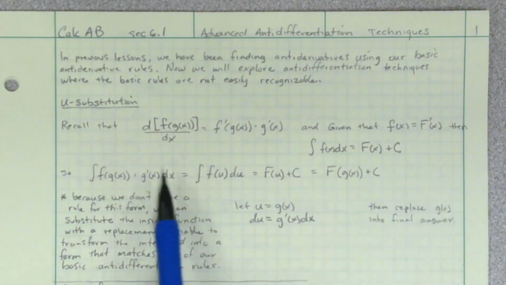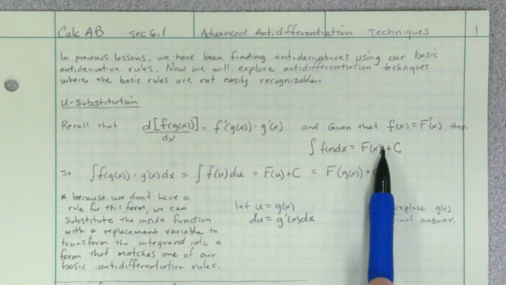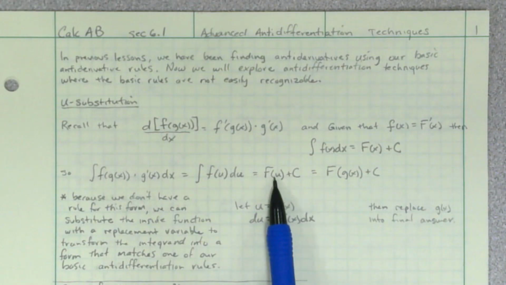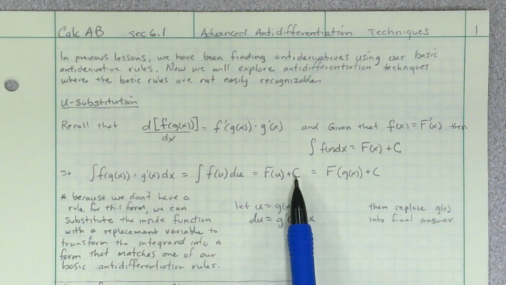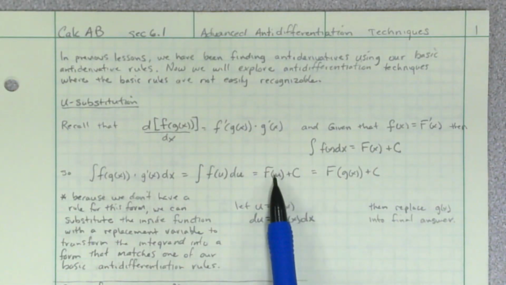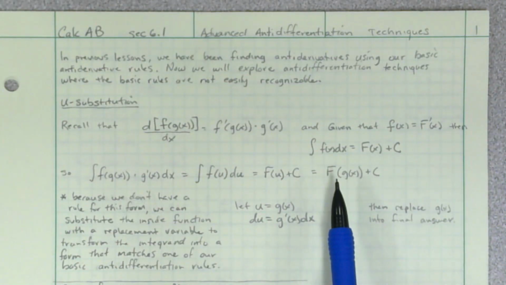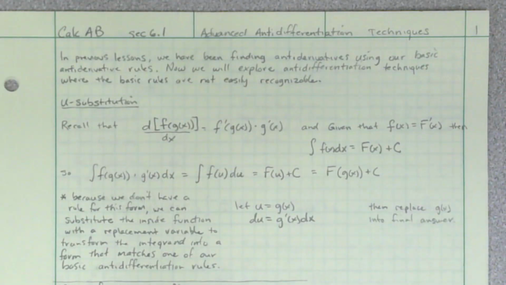I didn't have a rule for this, but now I have a rule for that. And then I can integrate that using the antiderivative of f, plug in u, plus some constant. And then I'm going to replace what was u back into the problem, giving me my final answer. This is U substitution. Okay, so let's go ahead and take a look at some examples. I have quite a few of them here, and we'll just start running through those things, and then we'll go from there. So the first one right here is this.